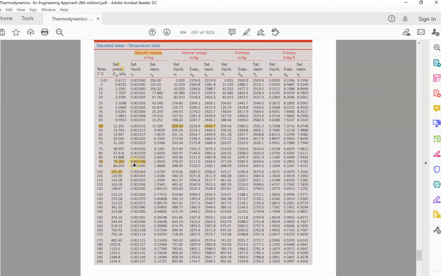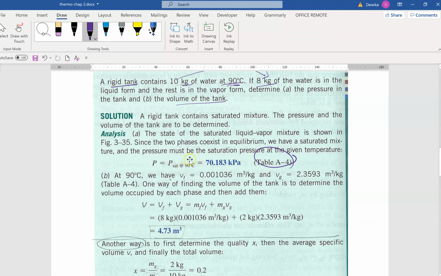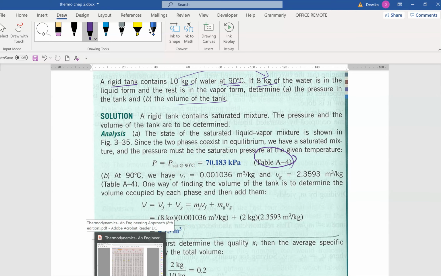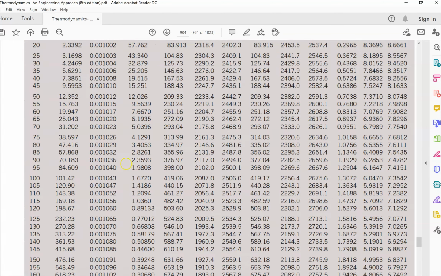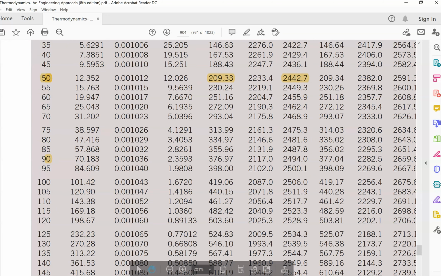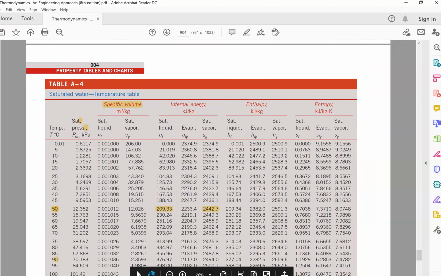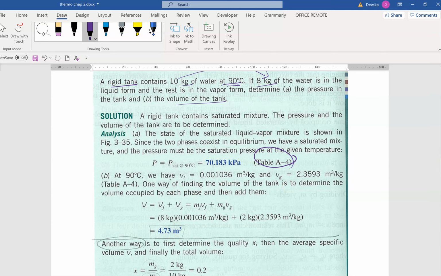Let me just highlight this and erase all this. So now, when you have your value, you can just read up the saturated value. The first question is asking you the pressure. So you take your ruler, you highlight here, and you get the pressure, which is 70.183 for 90 degrees. Okay, that's done. So the first part of the question is settled.